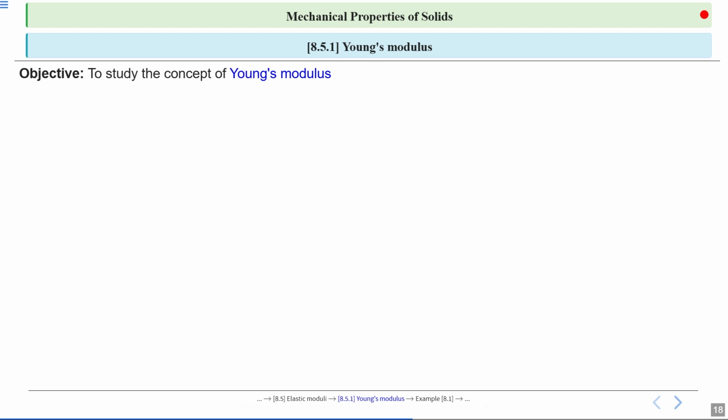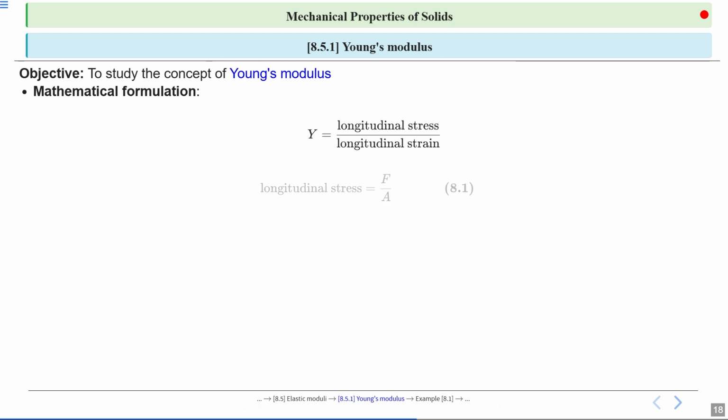So we will continue Young's modulus. Let's start with mathematical deformation. We know already Y is longitudinal stress upon longitudinal strain. So longitudinal stress, we know, is force upon area, where F is the force in newtons and A is the area in square meters. This tells us how much force is acting per unit area.